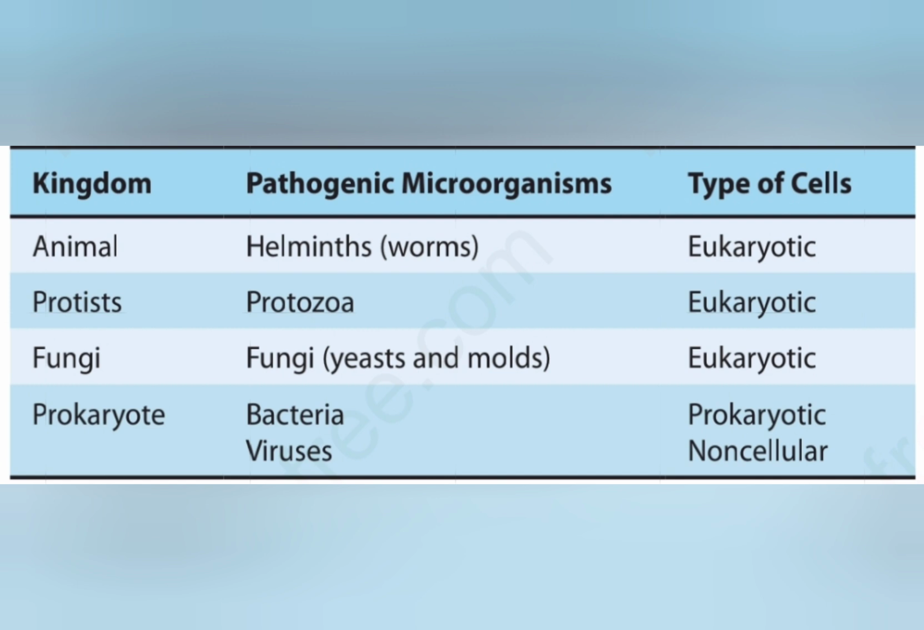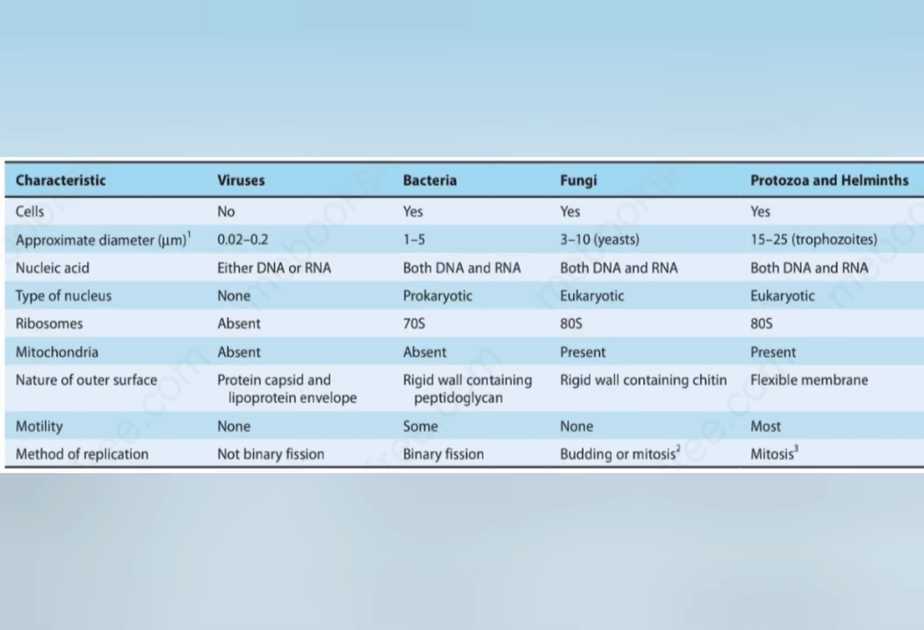Viruses are quite distinct from other organisms as they are not cells but can replicate only within cells. Some of the important features of microbes are presented in this table, as you can see, but we will talk about some of the more common and more important features. One salient feature is that bacteria, fungi, protozoa, and helminths are cellular, whereas viruses are not.